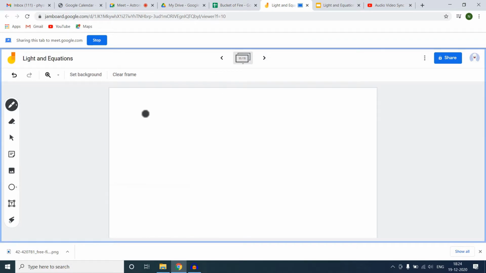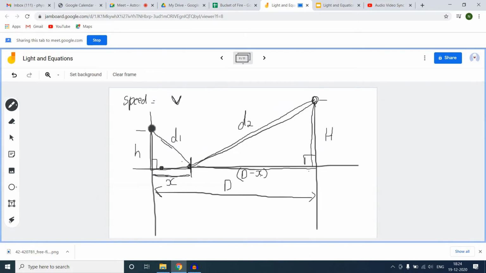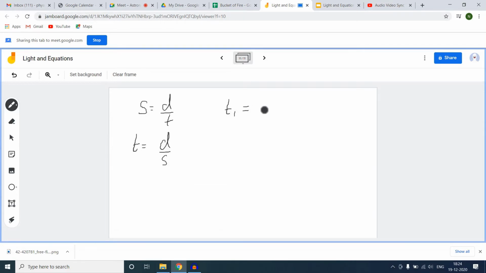So the total time that he would take. We know that speed is equal to distance upon time, so time would be distance upon speed. The time it takes to go from here to here, we'll call t1. The time it takes to go from here to here, we'll call t2. So t1 would be d1 upon s and t2 would be d2 upon s. We know what d1 is and what d2 is. So the total time, capital D, would be equal to d1 upon s plus d2 upon s.